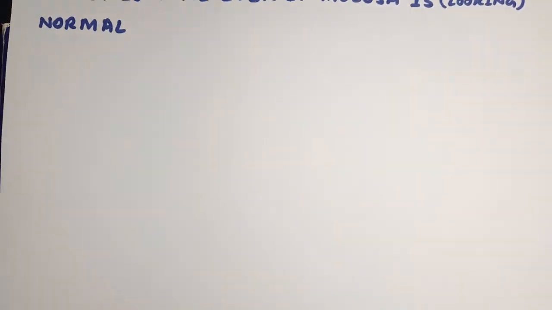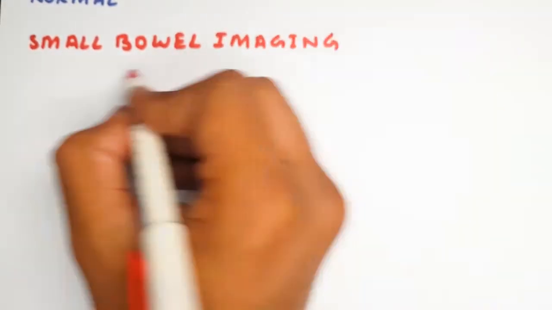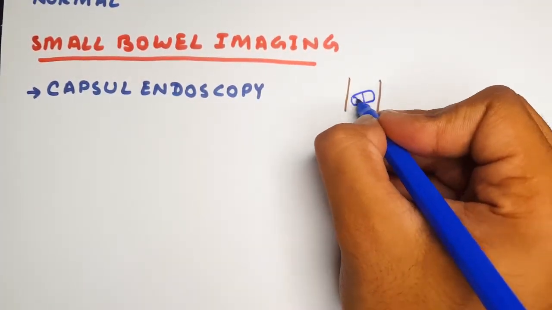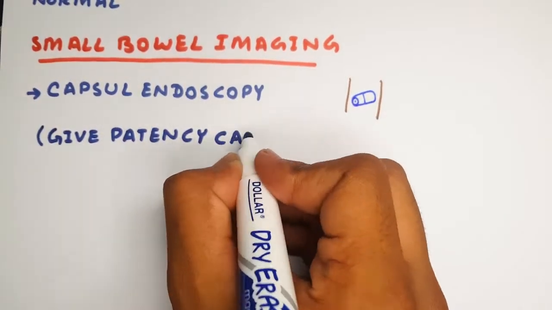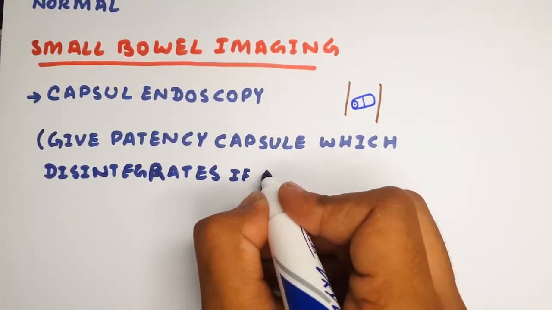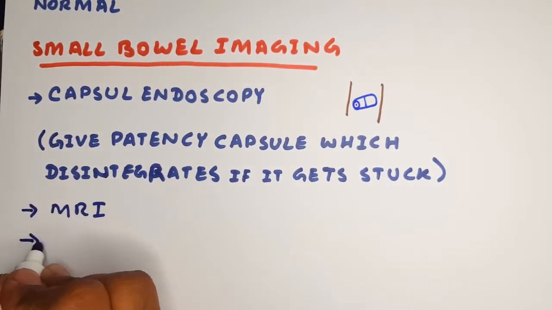Then we proceed to small bowel imaging, which includes a capsule endoscopy where we give the patient a pill-like camera to swallow. But before this, we give a patency capsule which disintegrates on its own if it gets stuck in some obstruction of sorts. And we do an MRI and ultrasound.